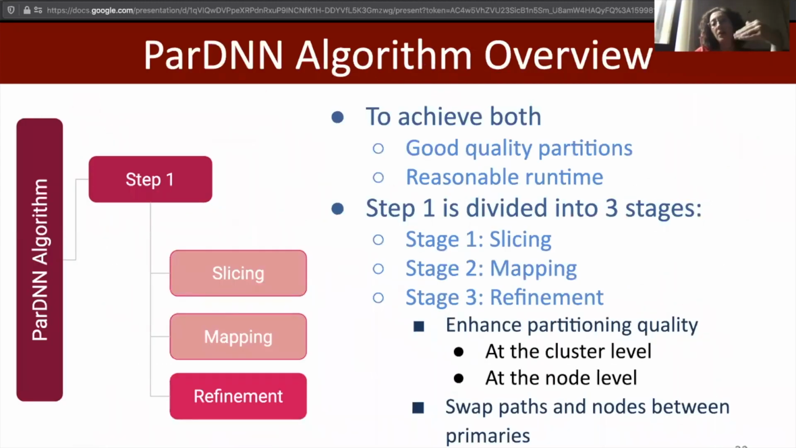Okay, after slicing and mapping, we have the refinement. I won't go into refinement for the sake of time. It's also a little harder to explain in the slides, but this is the final makeup on the graph. It enhances the partitioning quality at the cluster level and the node level. We swap paths and nodes between primaries to make the final partitioning more balanced. Even though refinement seems like final tuning, it actually provides a 15% improvement in execution time, so by no means is it unimportant.